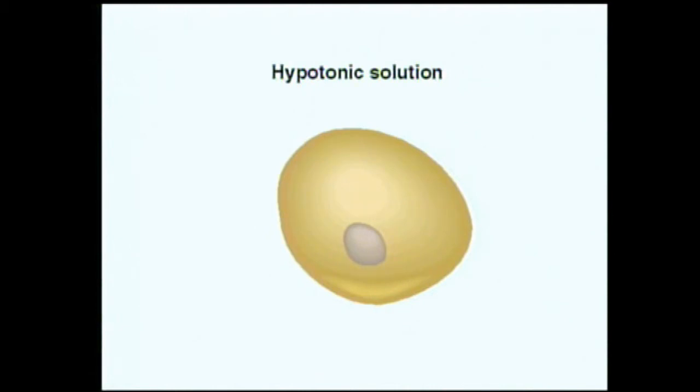The concentration of solutes in a hypotonic solution is lower than the concentration inside the cell. Again, the flow of water acts to even out the solute concentration on either side of the cell membrane. Water diffuses into the cell, causing it to swell. The cell bursts as more and more water flows in.